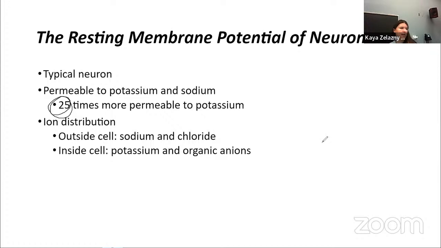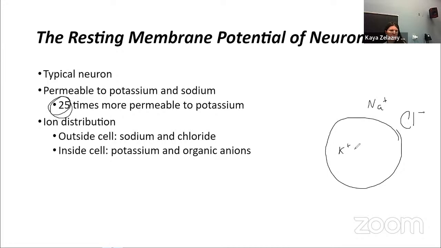If we're thinking about the actual ions in the cell, we're going to focus on the sodium and potassium part, but there are other things happening. Outside, sodium and its buddy chloride ions; potassium on the inside, and some organic anions. So I'm just going to write question mark, negative. So some organic things.